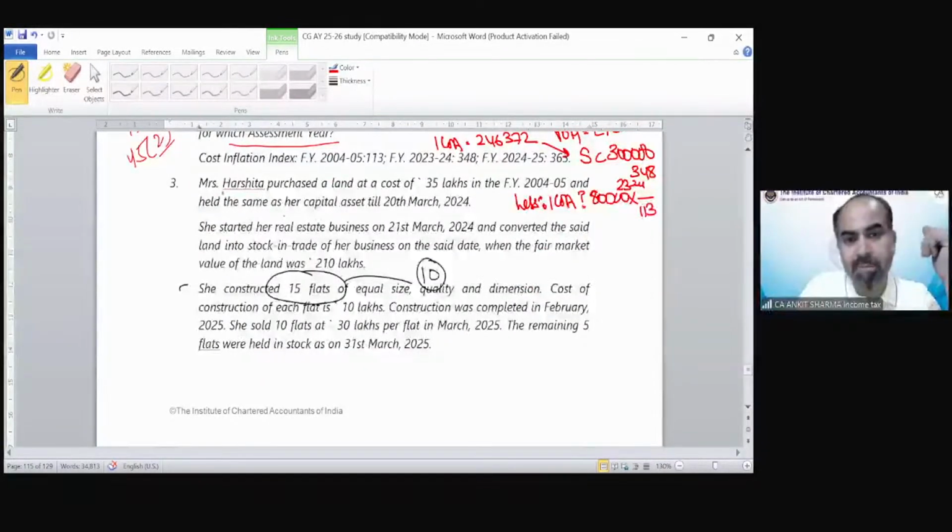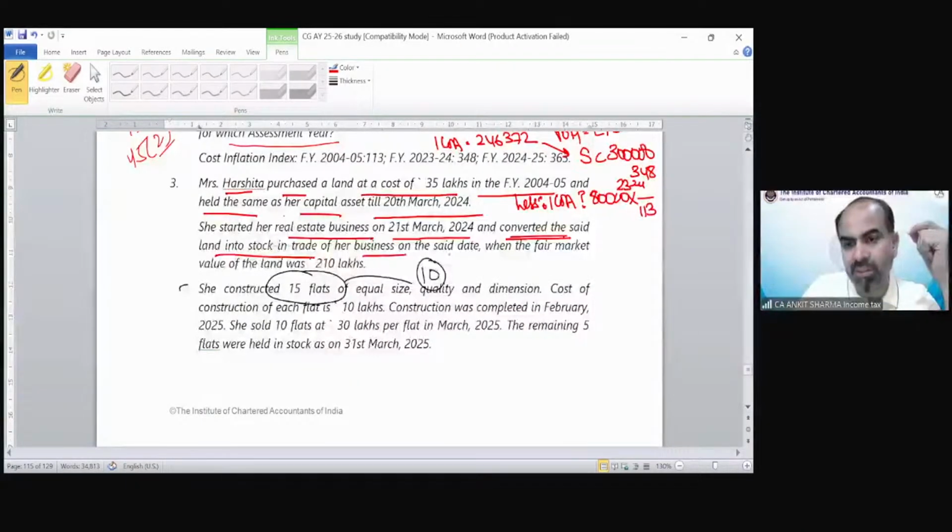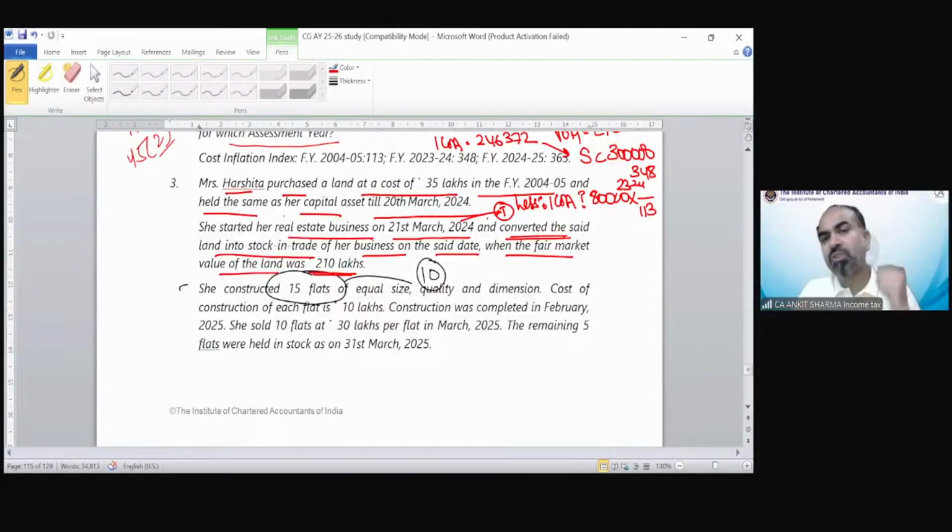Now you can see, Mrs. Harshita purchased a land at a cost of 35 lakh in financial year 2004-5 and held the same as her capital asset till 20th March 2024. She started a real estate business on 21st March 2024 and converted the land into stock in trade of her business on the said date, when the fair market value of the land was 210 lakh. So the transfer has taken place on 21st March 2024.